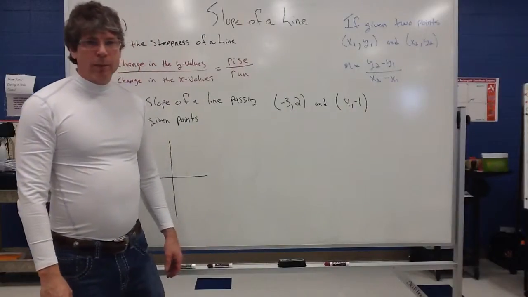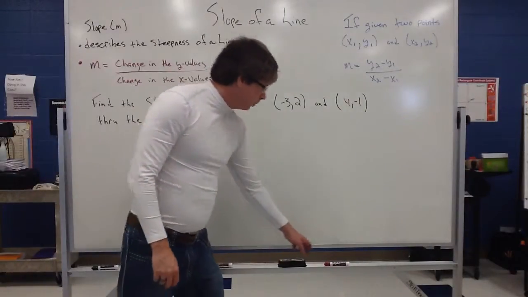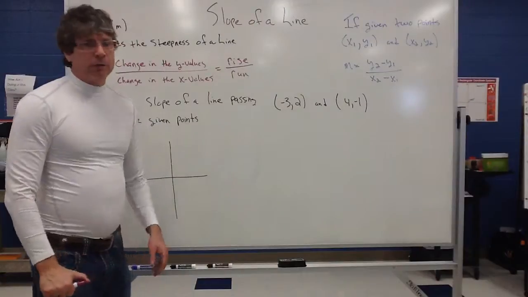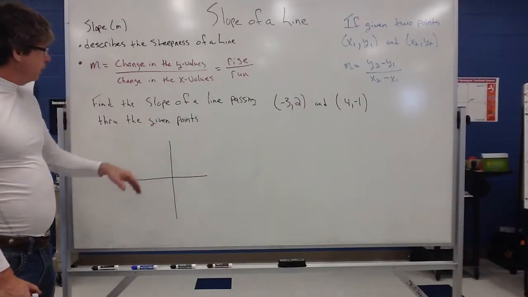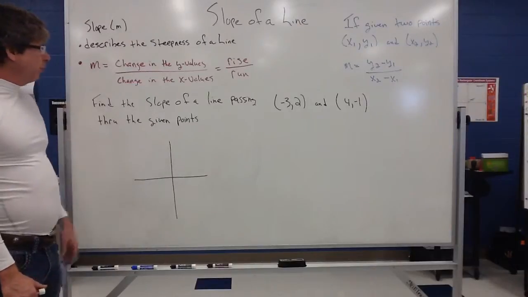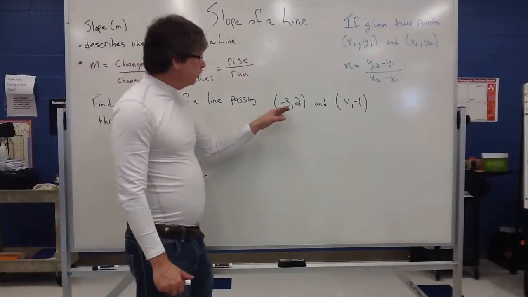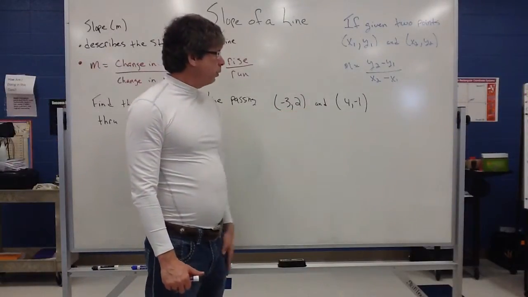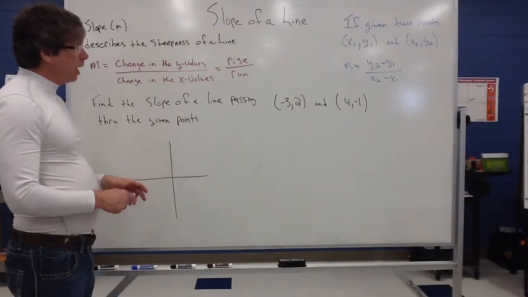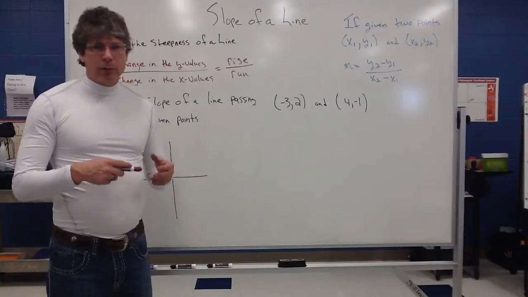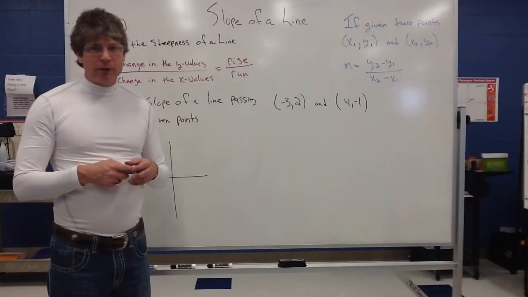So good afternoon. We're going to again work with slope. Just continue working some different types of examples. This question here just says, find the slope of a line passing through the given points. So I'm given these 2 points, (-3, 2) and (4, -1). I want to model this a couple of different ways to help you identify methods to find slope.